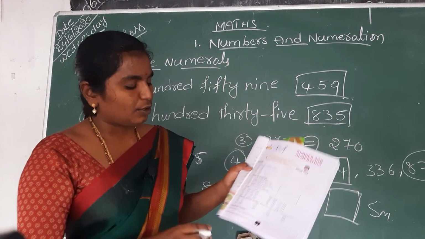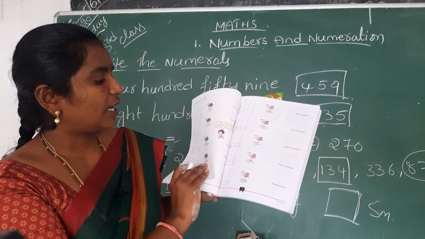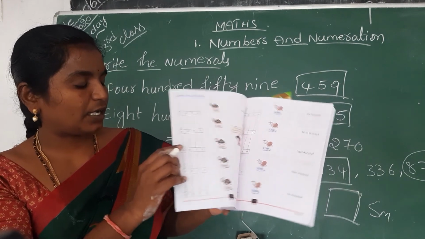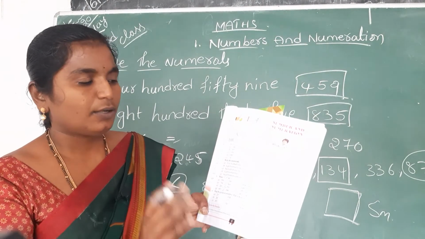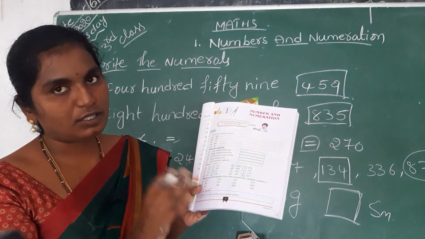In this way, you have to complete this page number 5, the first chapter, and next class I will explain the abacus system, how to write a number in the abacus system. Everyone must buy the books. At home you have to do these problems. Today's homework is also this one only.